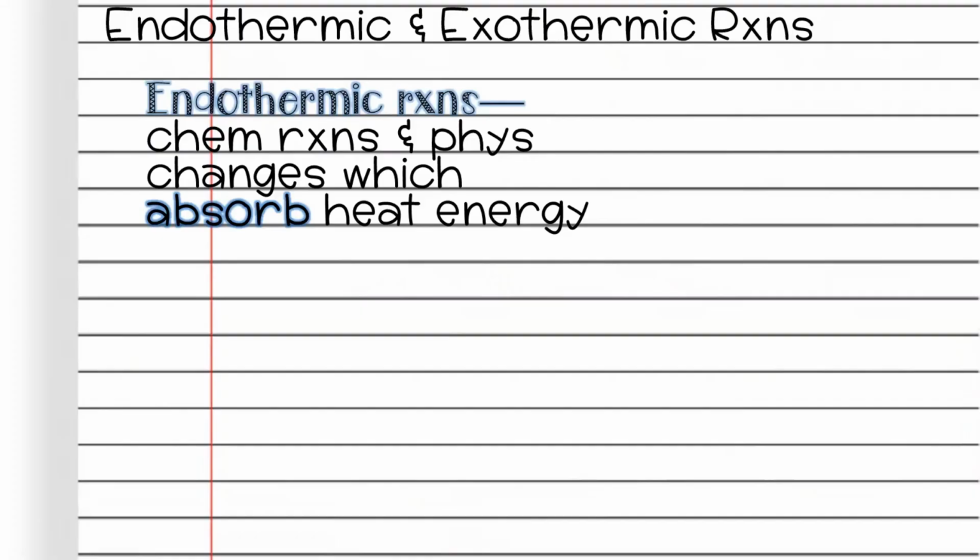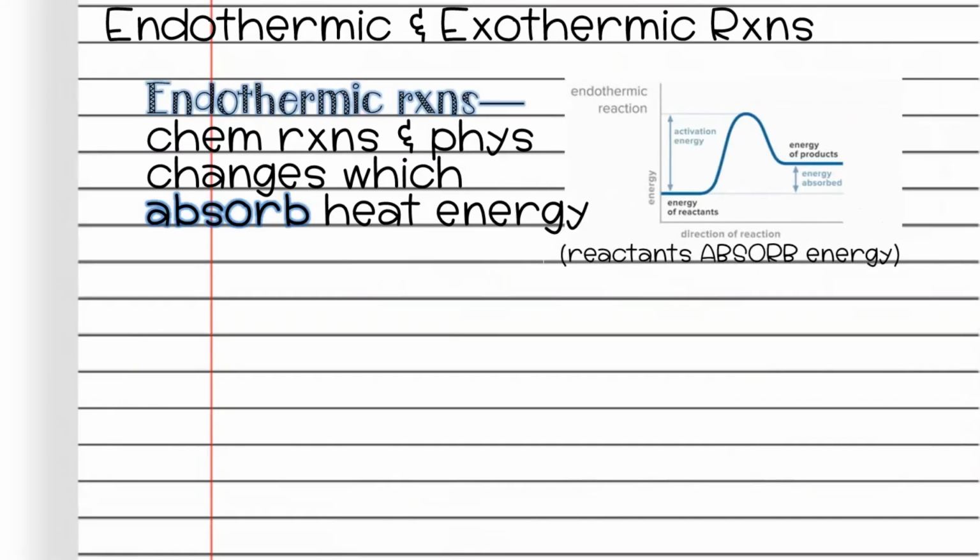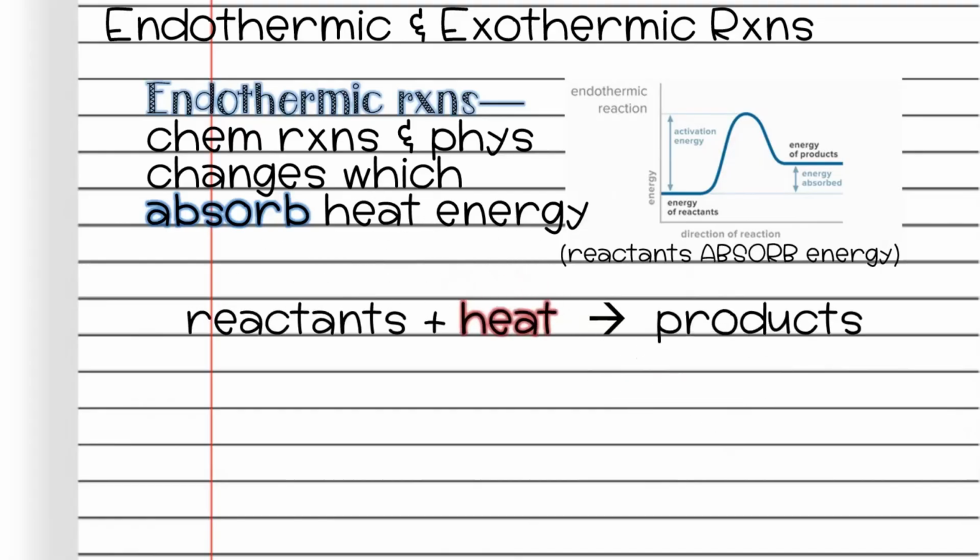We've already mentioned endothermic and exothermic reactions, but we need to talk about them more today. So endothermic reactions are those reactions that absorb heat energy. The products have a higher energy level than the reactants did. So we could rewrite this as the reactants plus heat. Since they don't give off heat, they take in the heat. So reactants plus the heat produce the products.